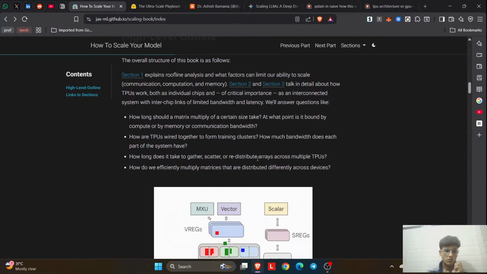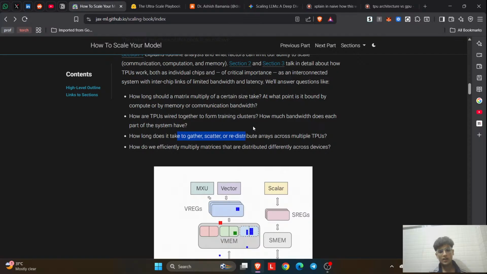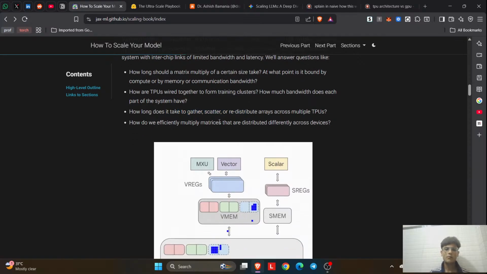We'll answer questions like: how long should a matrix multiplication of a certain size take? At what point is it bound by compute, memory, or communication? How are the TPUs wired together to form training clusters? How much bandwidth does each part of the system have? How long does it take to gather, scatter, or redistribute arrays across TPUs? How do we efficiently multiply matrices distributed across different devices?